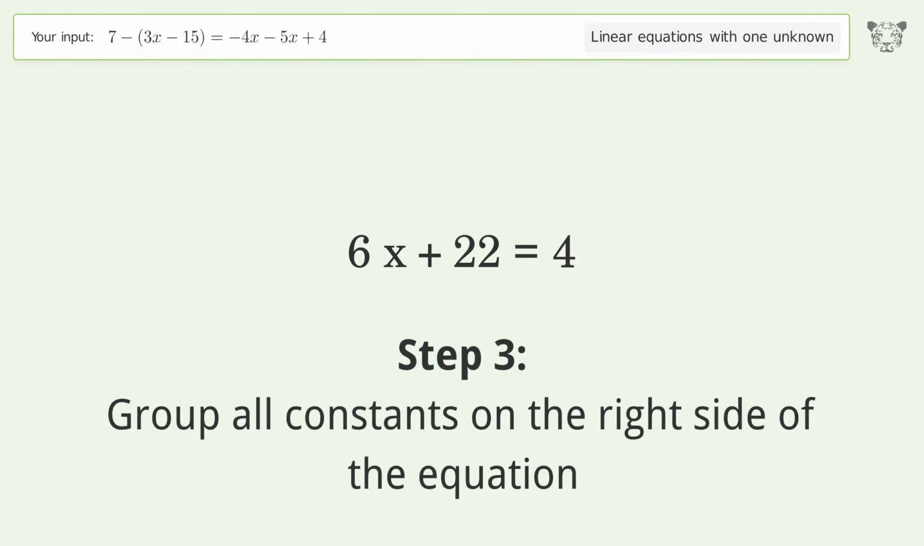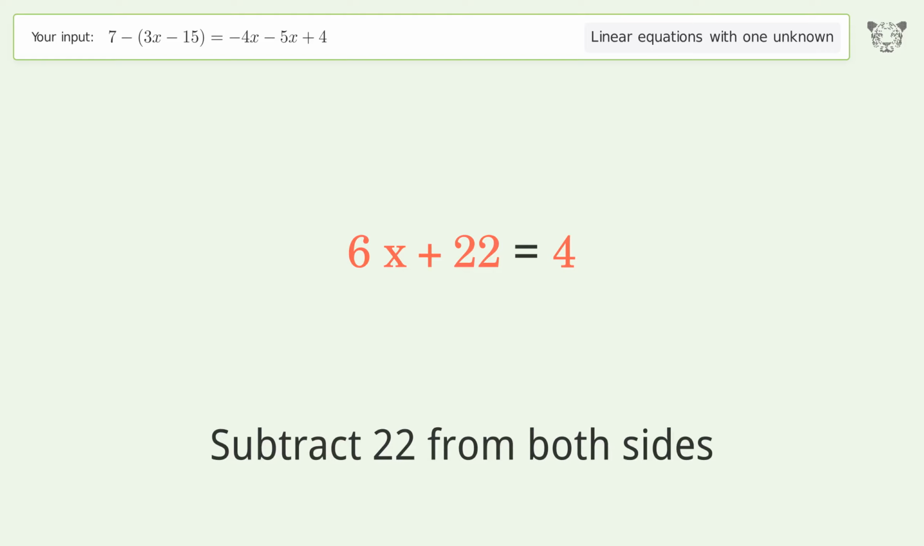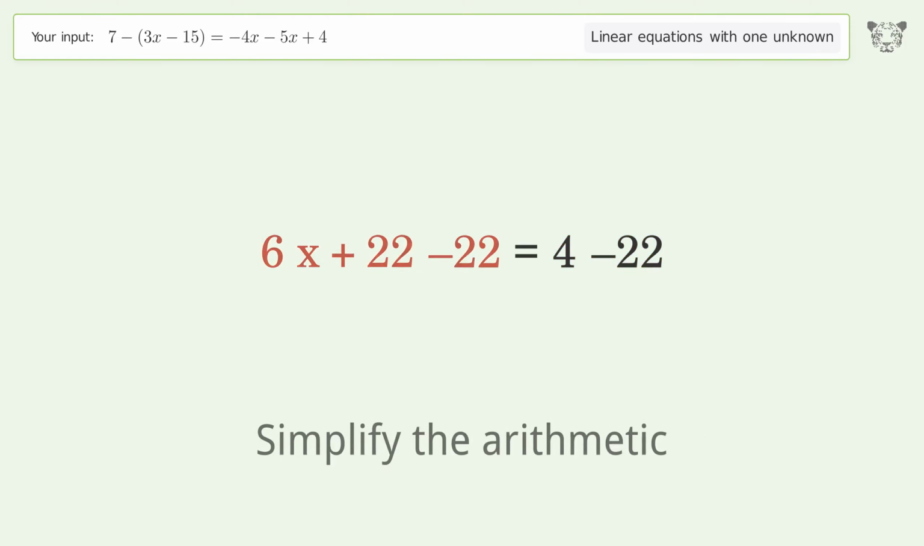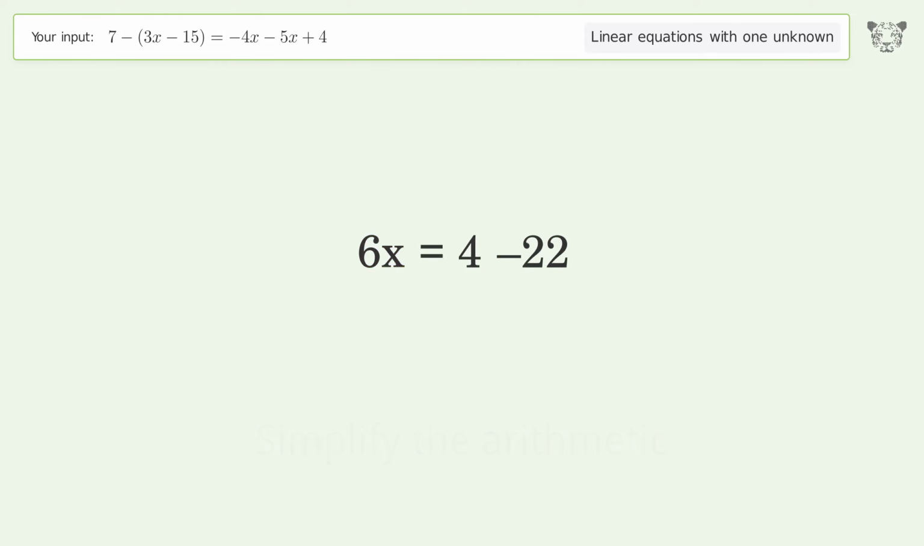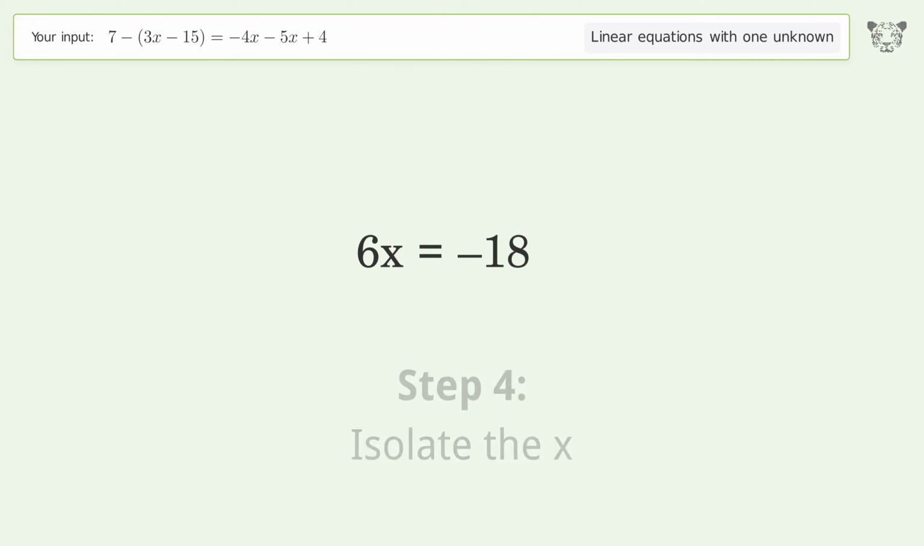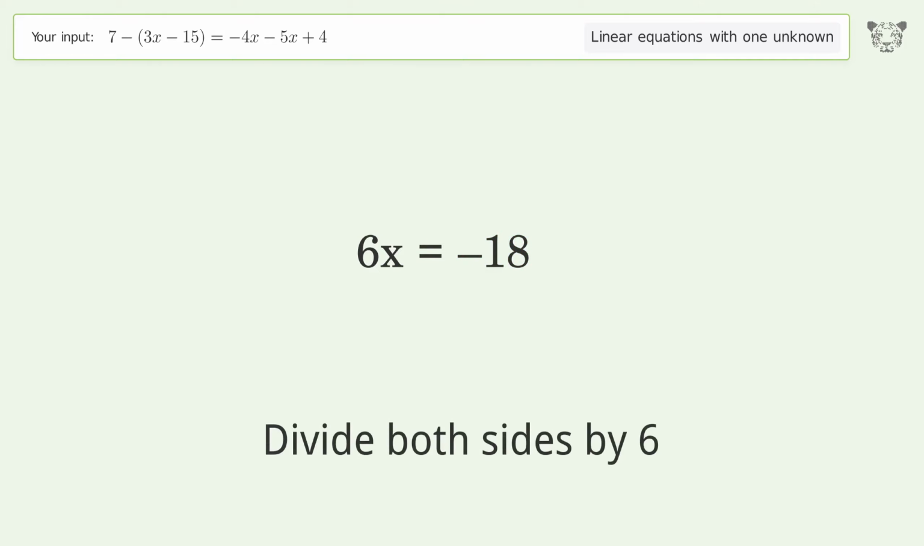Group all constants on the right side of the equation. Subtract 22 from both sides. Simplify the arithmetic. Isolate the x. Divide both sides by 6.